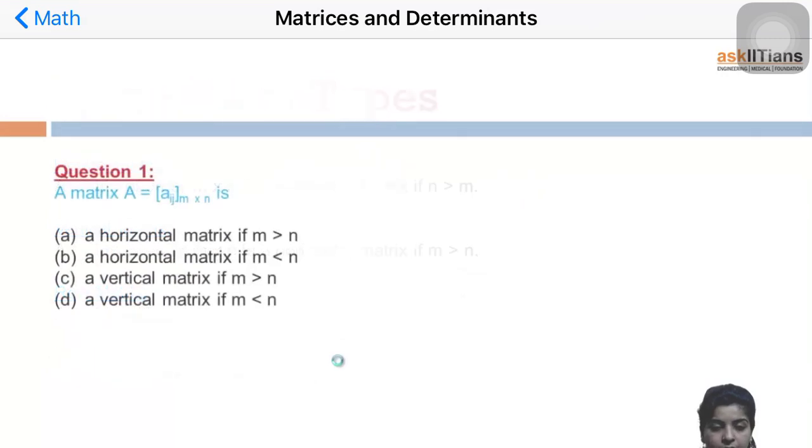So okay, now we have a question based on these concepts. A matrix A equal to Aij m cross n is, now we have to say whether it is a horizontal or vertical matrix and on what basis, right? Now just note one thing here, that you should not mug up the definitions. Just try to understand the concept lying behind the definitions. Otherwise it will be a bit confusing for you. You cannot mug up the definitions, right?